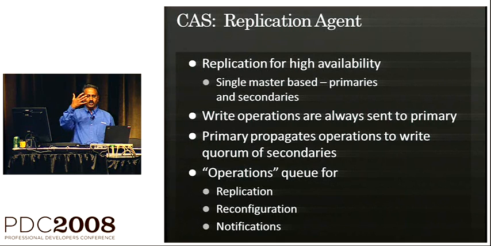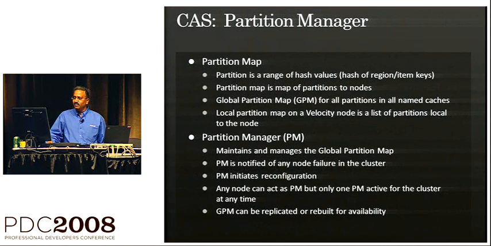And there is an operation queue that we talked about, which is used for replication and reconfiguration and notification and all of those things. So that's something that component does. And then finally, the partition manager. I talked about it, it's really the range of the hash values of the keys, and then the partition maps partitions to nodes. The global partition map has the view of all the partitions in the whole cluster, which includes all the named caches. And the local partition map is only local to that particular node. That's the local partition map.